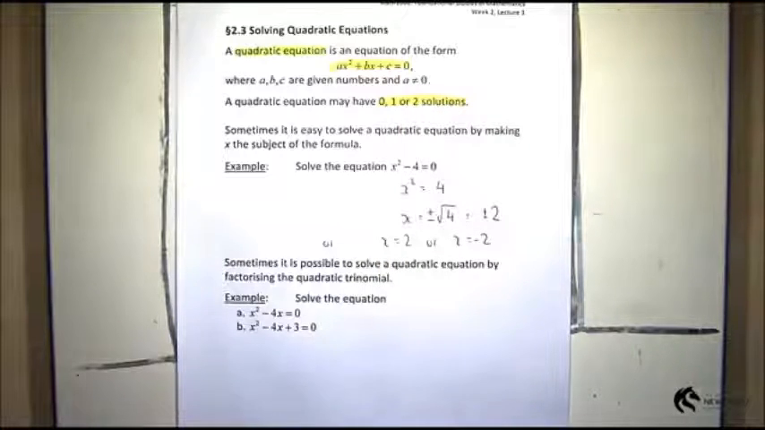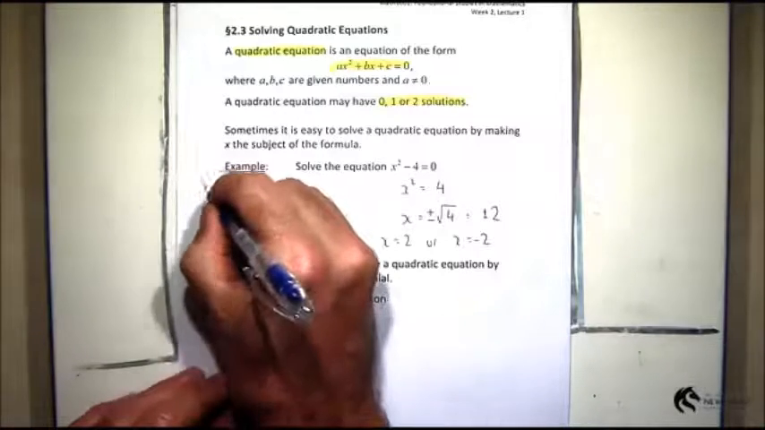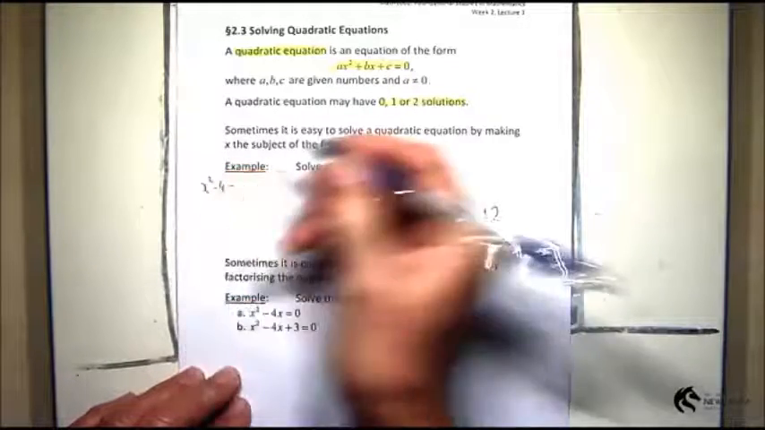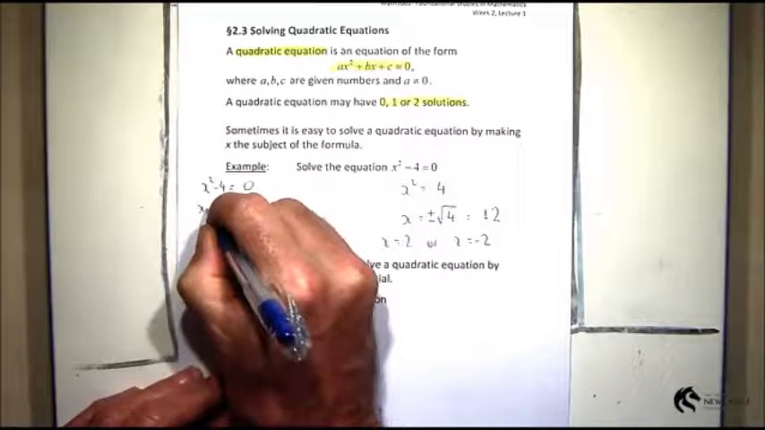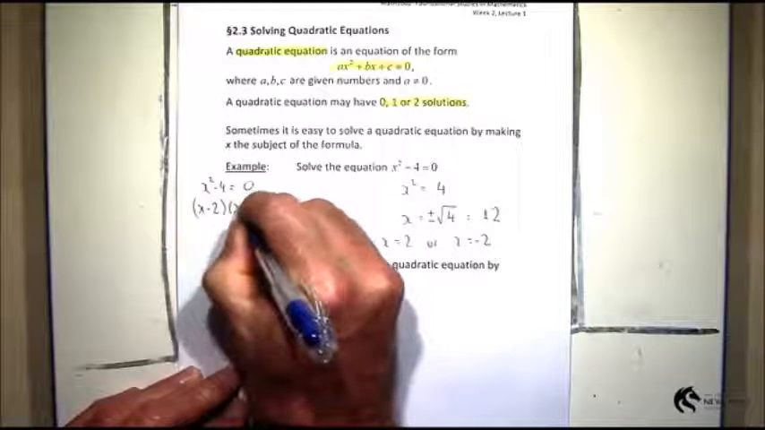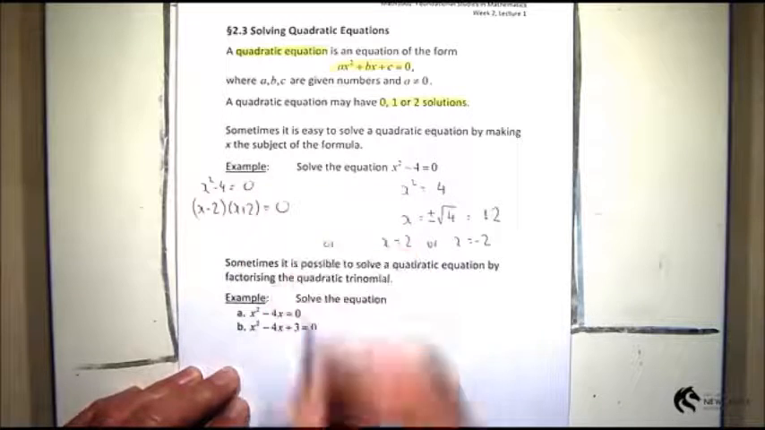Could you solve that using the difference of two squares? Yes, you could, if you wanted to. You could say x squared minus 4, I'll put it in here, equal to 0. So therefore I can factorise that, as you recognised, equal to 0.